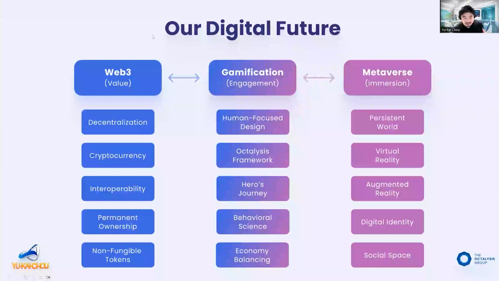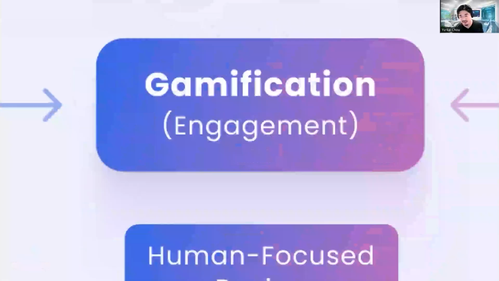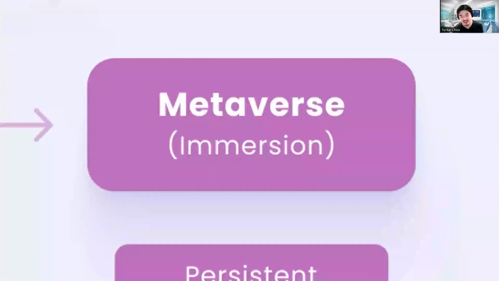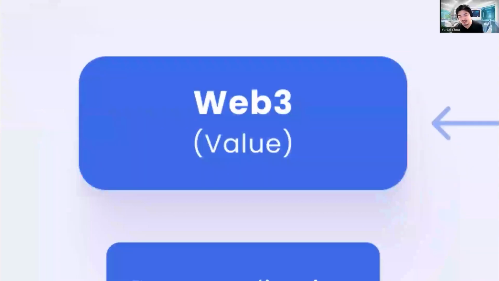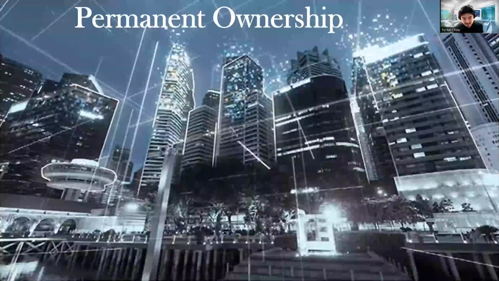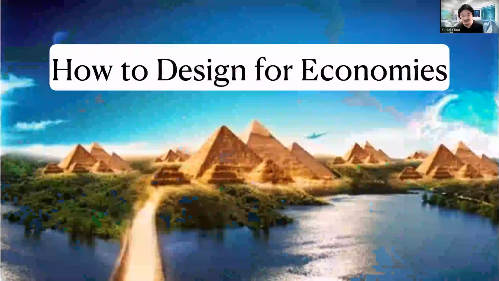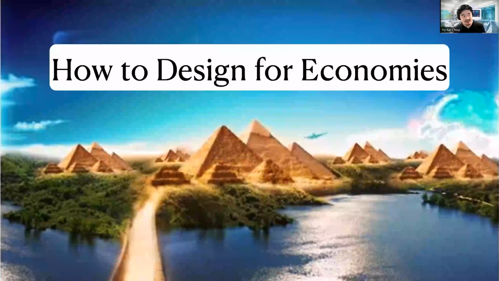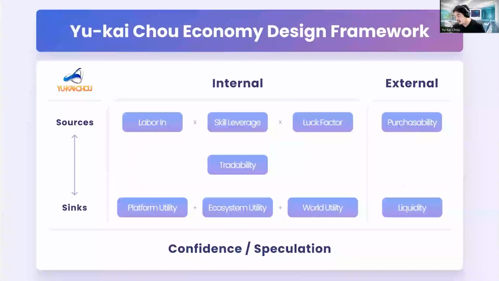Anyway, a little bit of a summary of what we talked about before. We talked about gamification last time with engagement. We talked about metaverse stuff with immersion. We did talk a little bit about the Web3 stuff: decentralization is very important, permanent ownership, interoperability. But today, the focus is that we're moving on to how to design for economies. So this is designing economies and tokenomics.